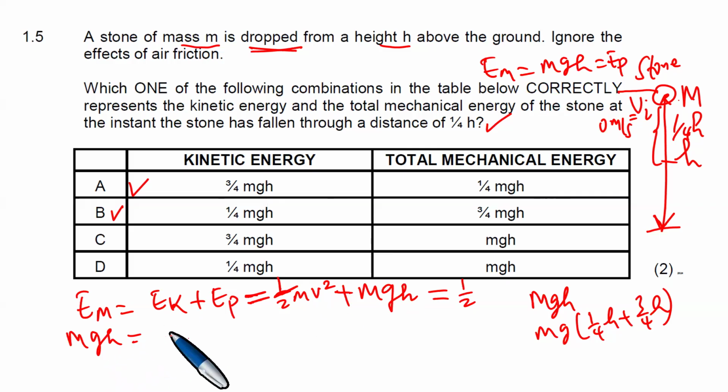Then a time comes where it is going to reach a point where it has kinetic energy, but it has potential energy at this point. If it has fallen 1/4 of the height, it means we have 3/4 remaining, because 3/4 plus 1/4 makes one whole. But what is the height?